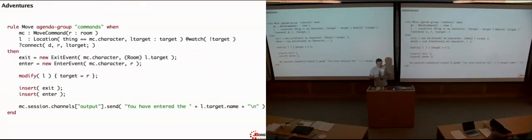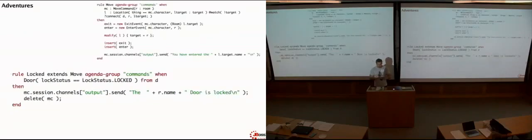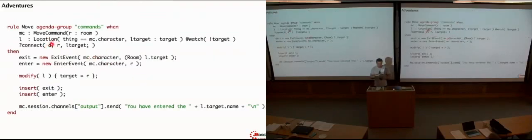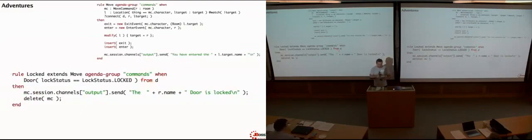I can extend this. So this is the move command. I can extend this. So locked extends move, because I want to be able to handle locked doors. So the D variable was bound in the previous one up here. So D is the output door. So if there is a valid door, it will be returned there as an output variable. That D is now available to be used as a pattern, and I want to say, is the door status locked? If it is, then output the door is locked. So I actually have two rules here. One extends the other, adding additional logic to be able to handle different cases.